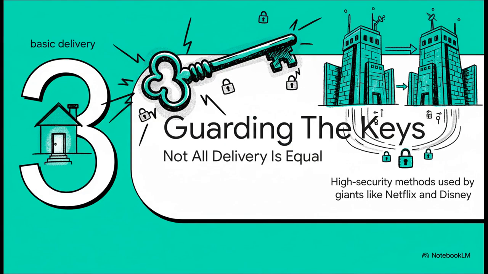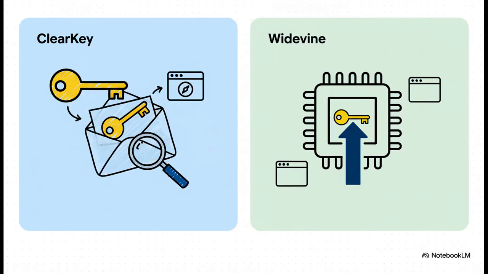Now, when it comes to actually sending that key, there are levels to this. There are some really basic, almost flimsy ways to do it. And then there are the high-security, fortress-like systems that the big players like Netflix and Disney use. And believe me, the difference between them is absolutely everything. So on one side, you've got a basic method like ClearKey. It works, technically, but it's got this one massive, fatal flaw.